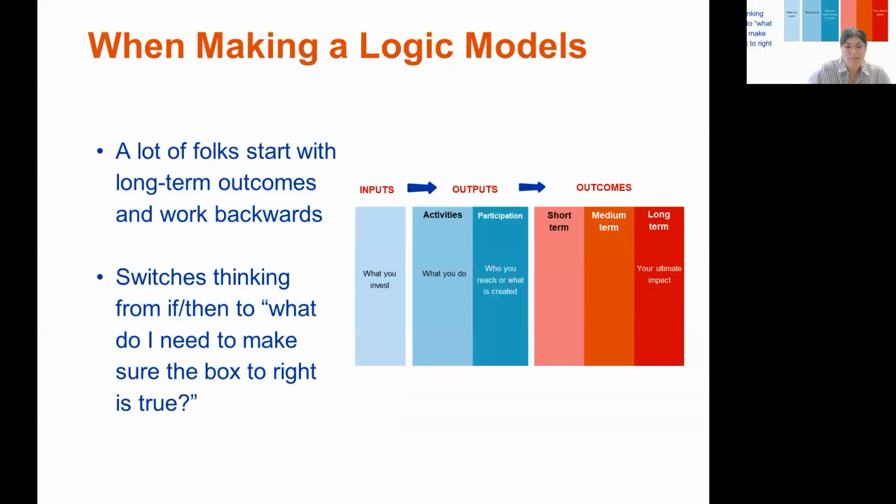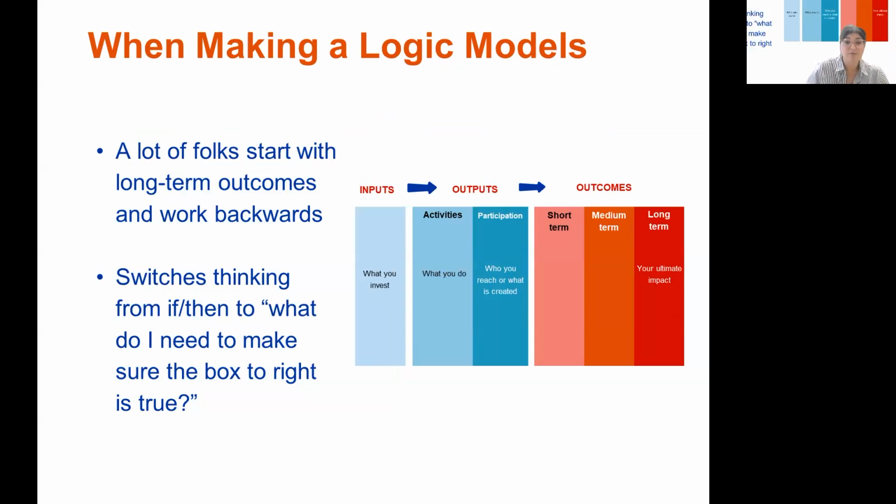So when making models, a lot of folks like to start with the long-term outcomes and then work backwards. I 50% of the time do it that way and other times do it other ways, but a lot of people will like to start backwards and will tell you that is the only way to build a logic model. Like I said, I don't personally believe that.